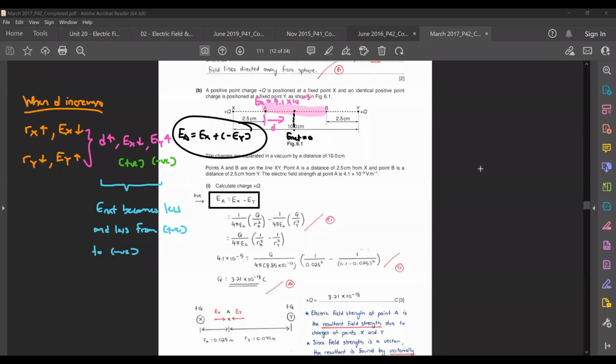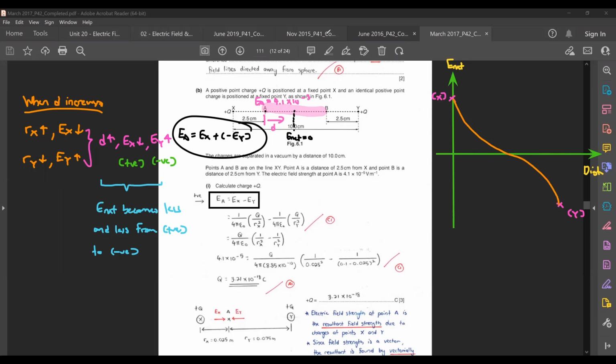If you were to draw out the graph of resultant field strength with distance between the 2 points, this is what you expect to see. If your y-axis is your resultant field strength and your x-axis is the distance measured from point X, let's assume that this point is point X itself and this point is point Y. So the variation of field strength with distance is going to look something like this.